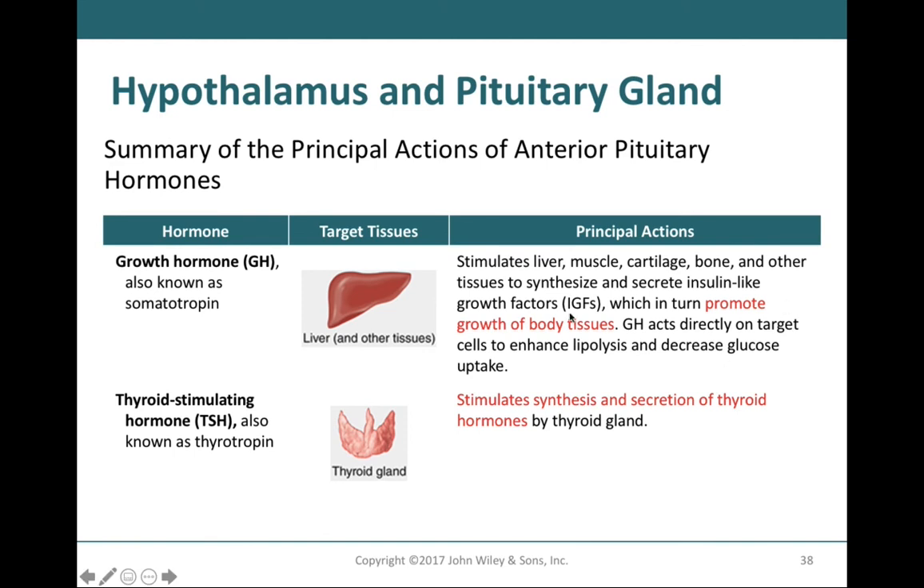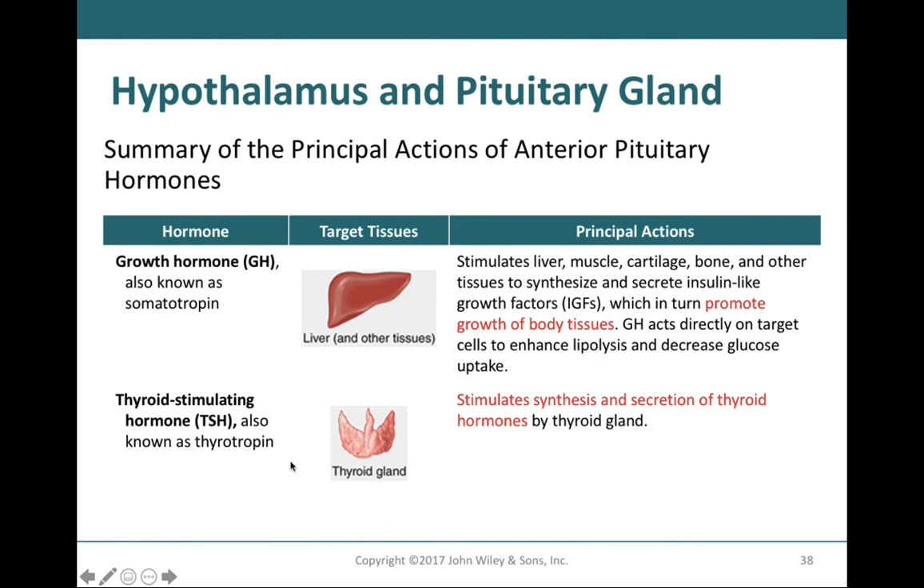So, growth hormone overall promotes growth. That's what growth hormone does, and that's why we name it growth hormone. It is going to go to the liver. It is going to go to our muscles, our bones, and cartilage. It's going to go all over our body. It's going to have a very far-reaching effect. Its main goal is to produce these little IGFs. These are known as insulin-like growth factors. And these IGFs are what are in turn going to cause the growth of our body tissues. So in essence, growth hormone is eventually going to stimulate body growth.